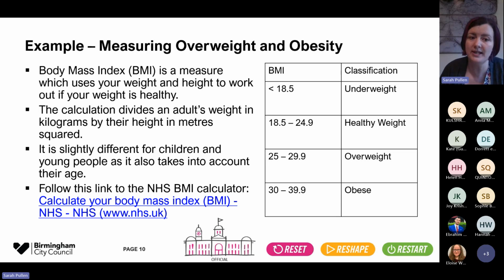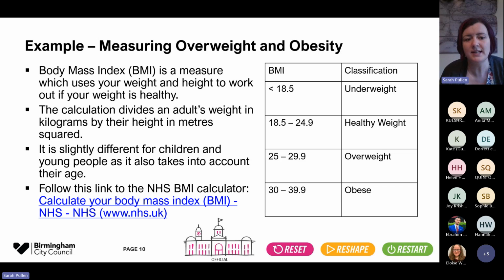It's important to note that the way that the BMI is measured is different for children and young people, and it also takes into account age. And if you follow this link to the NHS BMI calculator, it also accounts for ethnicities and what's a healthy weight for different people in our communities. So if you are looking at measuring BMI on your project, I'd highly recommend using the NHS BMI calculator. And as I said, using it before and at the end of the project.